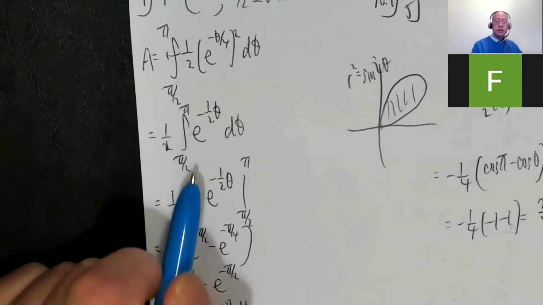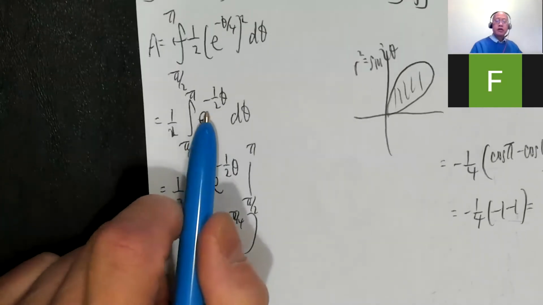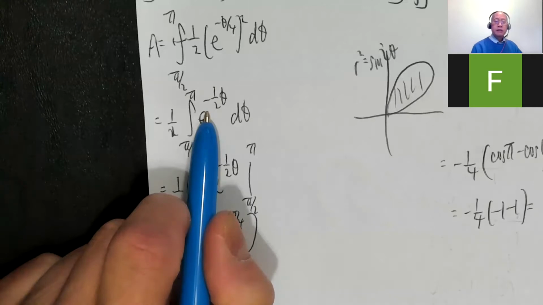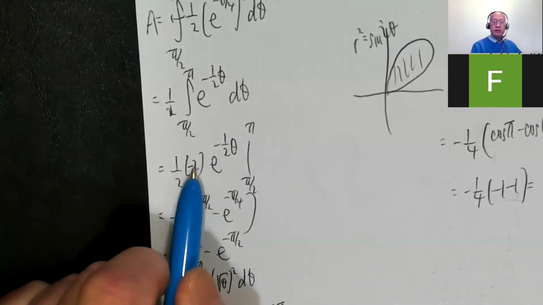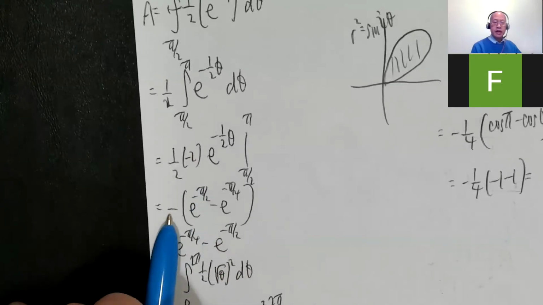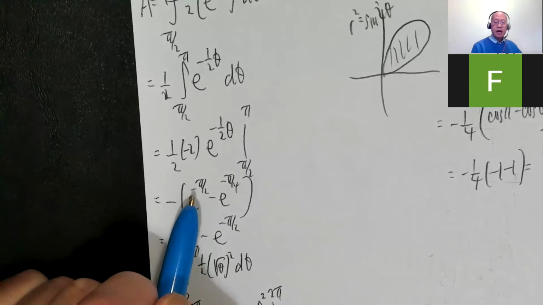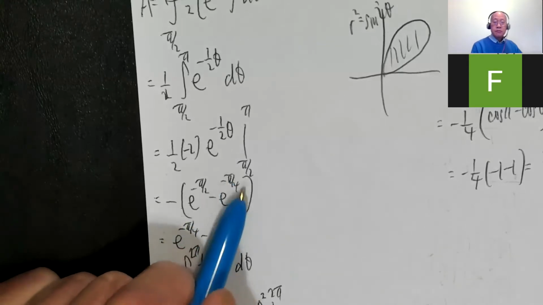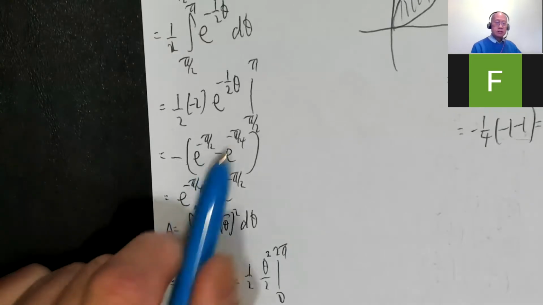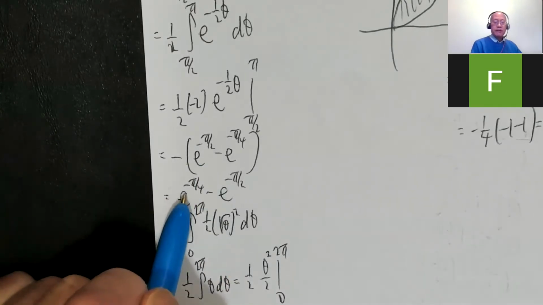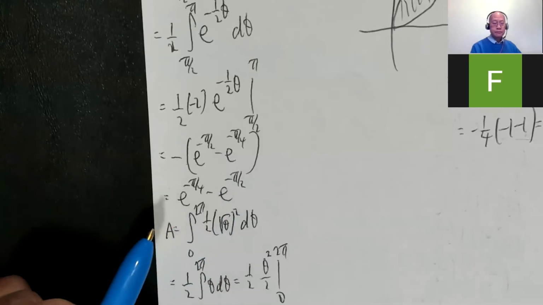Okay, so the integral is the same thing, e to the negative a half theta, and chain rule in reverse. If I were differentiating, I'd multiply by negative a half. Since I'm integrating, I divide by negative a half, which is the same thing as multiplying by negative 2. And very conveniently, this negative 2 cancels that 2, so I have a negative in front of the whole thing. Plug in pi, I have e to the negative pi over 2. Plug in pi over 2, I have e to the negative pi over 4. The best way to rewrite this is to turn it around: e to the negative pi over 4 minus e to the negative pi over 2. And that's my answer for the area.